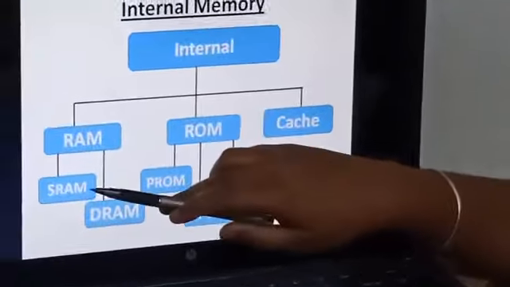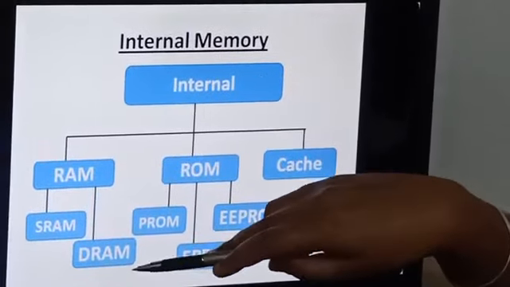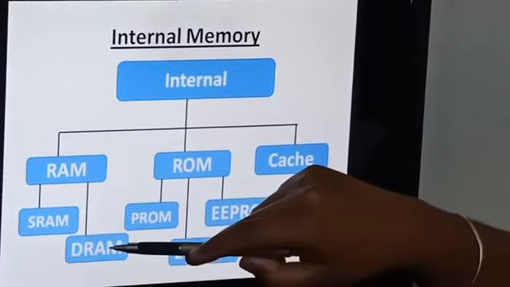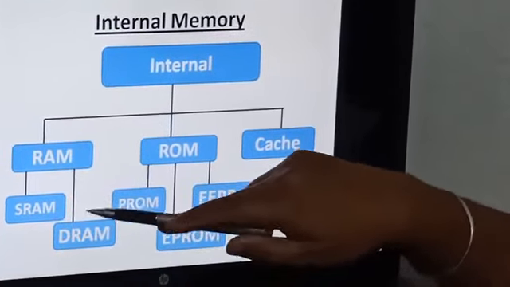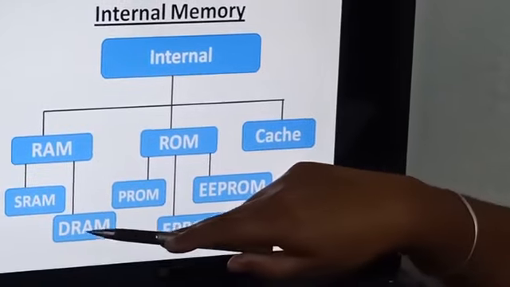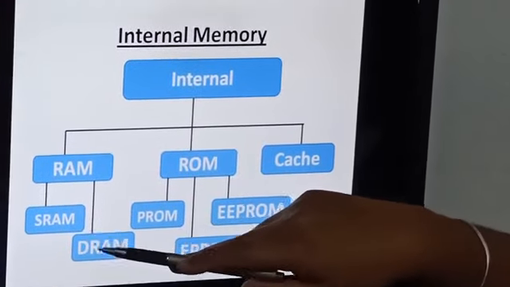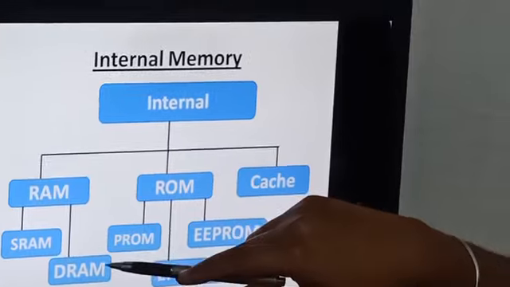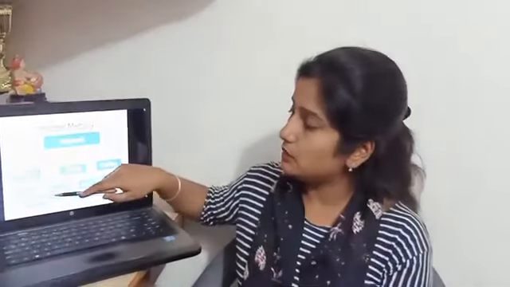So RAM is again of two types, SRAM and DRAM. Static RAM and dynamic RAM. Static random access memory and DRAM stands for dynamic random access memory. Actually, static RAM is more expensive than the dynamic RAM because dynamic RAM needs to be refreshed again and again, and actually RAM itself is a temporary memory, volatile memory which you can say. RAM is the memory which only contains the data till the power is on. As soon as the power goes off, your data will be lost.